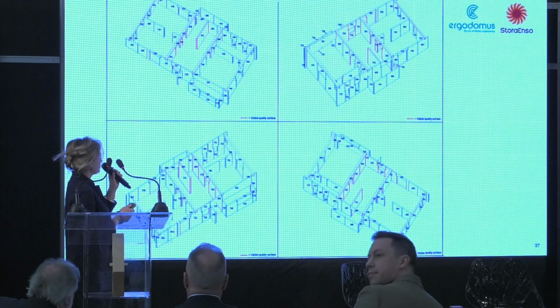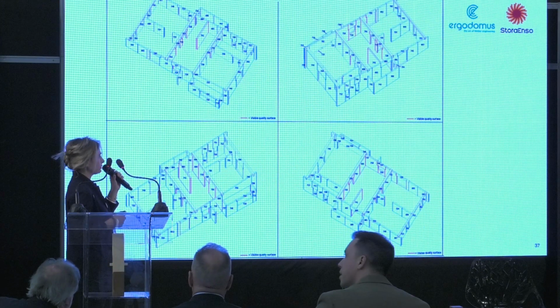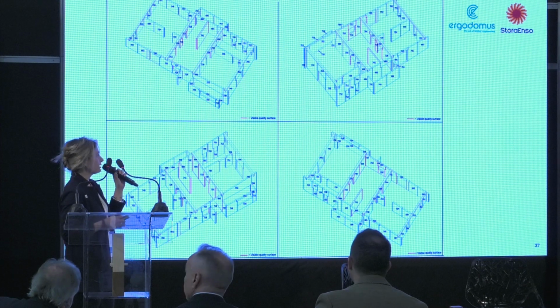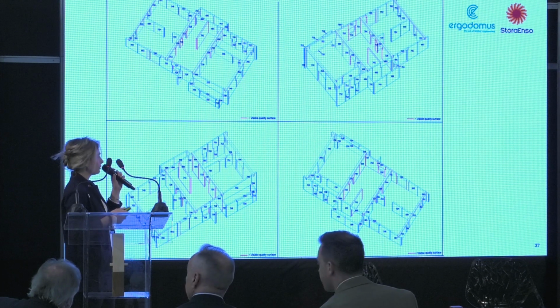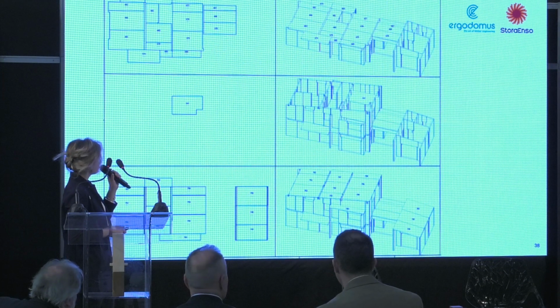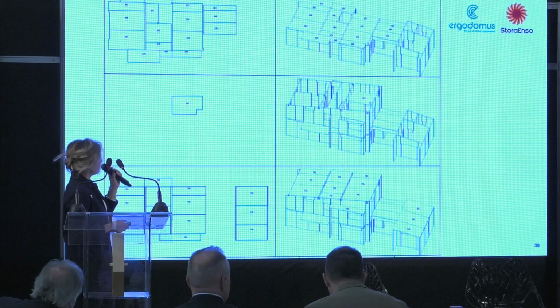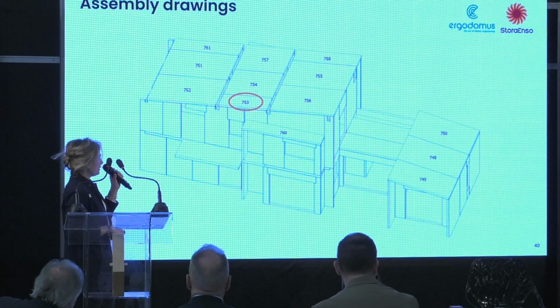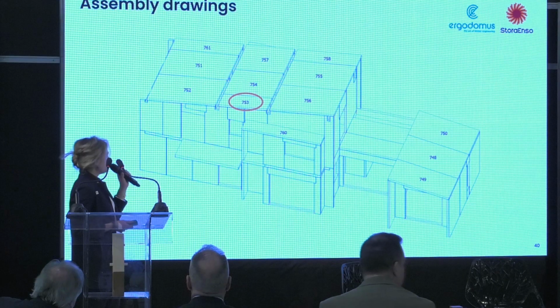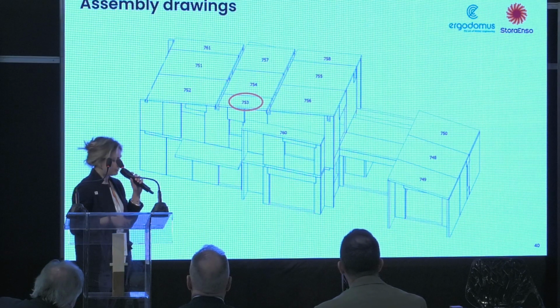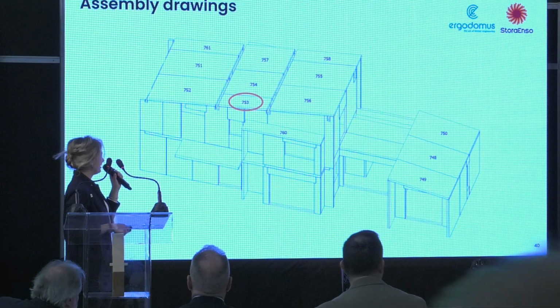You can see that each element has a number, a sort of labeling, so you can track the element for all the process. Next level. Remember this number, 753, because we will see it later.